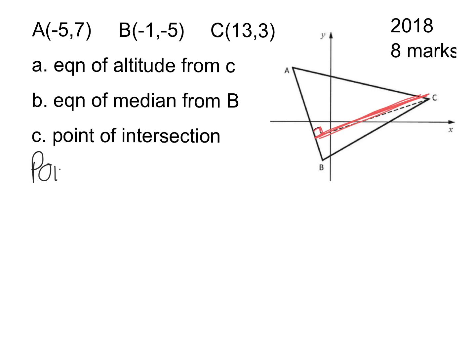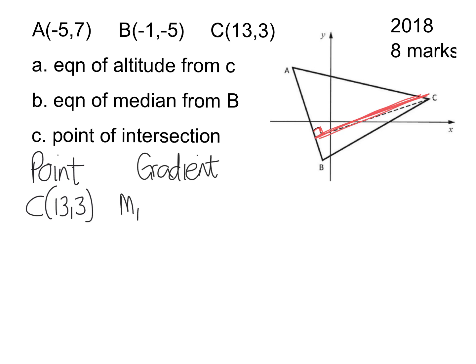So we need our point. Well, you already have a point in that red line. We can use the point C. So we're going to use coordinate C. So no working needed there. Our gradient, however, we need to find the gradient of AB and then the perpendicular one.